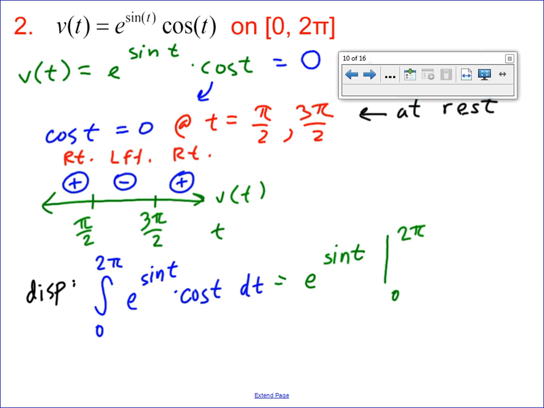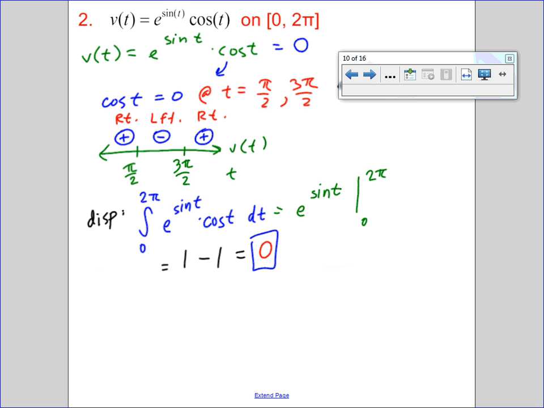So if I plug in 2 pi, e to the sine of 2 pi, e to the 0 is just 1. Minus e to the sine of 0, e to the 0 is 1. Uh-oh. Did I make a mistake? I'm getting a displacement of 0. Is that possible? Yeah, it just means the difference between your ending position and your starting position was 0, and that's perfectly all right. Now let's see our distance traveled.